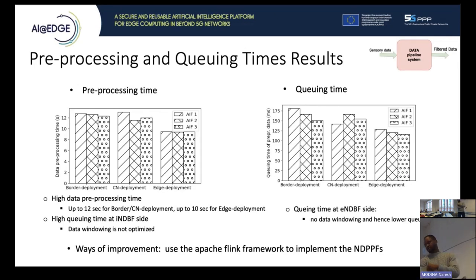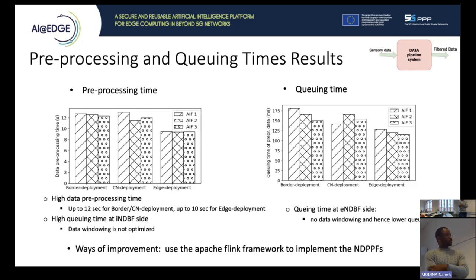So here, after showing the different deployment schemes that we consider, we show some result analysis. First of all, we present the preprocessing and queuing time of the data that was simulated. In the figure, the first plot of preprocessing time, we observe that we have high data preprocessing time that reaches up to 12 seconds for the border or core network deployment, and up to 10 seconds for the edge deployment.